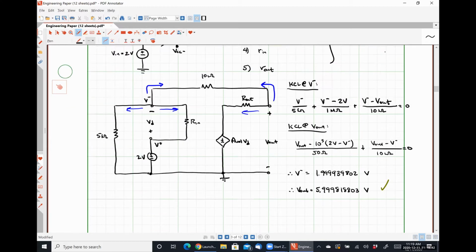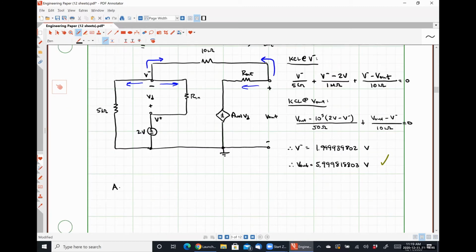How are we going to find the voltage gain? Specifically, the closed loop voltage gain. I defined it above as simply V out divided by V in. So that would be 5.999818803 volts divided by 2 volts, which is 2.999909402 volts per volt, really close to 3, obviously.